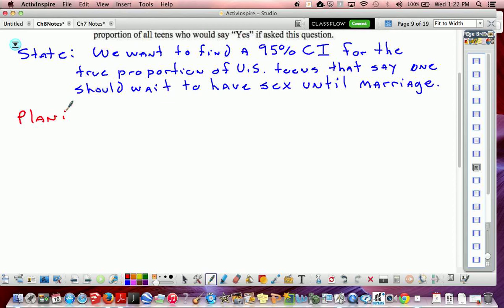Alright, so now we got the State done. Wrote our one sentence. Our Plan actually takes the longest because we got all those fun things to do. So we will construct a one sample confidence interval for a population proportion, for p.